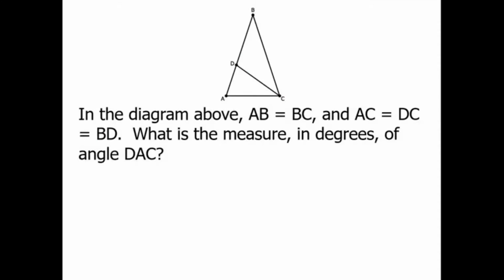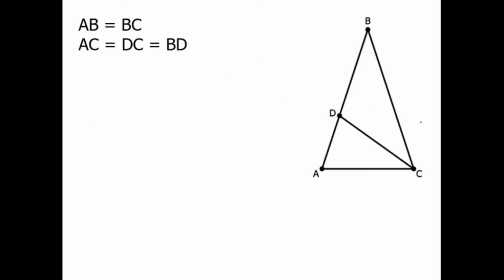In the diagram above, AB equals BC and AC equals DC equals DB. What is the measure in degrees of angle DAC? Well, this is an awfully tricky one because we have these two equations. What we're going to do is get rid of everything except the equations and make the diagram a little bit bigger. So first of all, let's think about AB equals BC. This big side equals this big side. And so the big triangle, ABC, is an isosceles triangle.